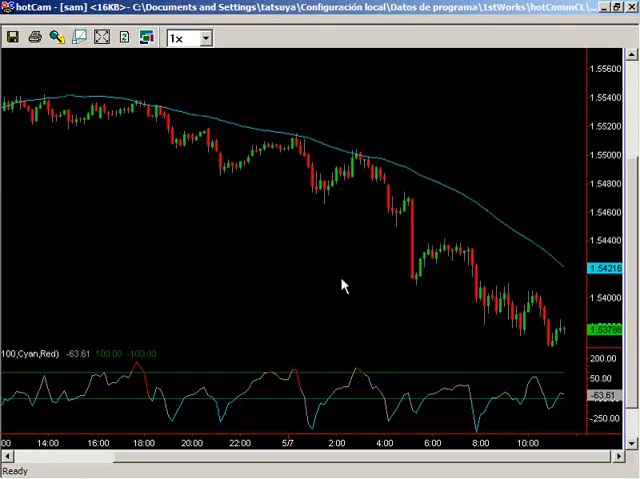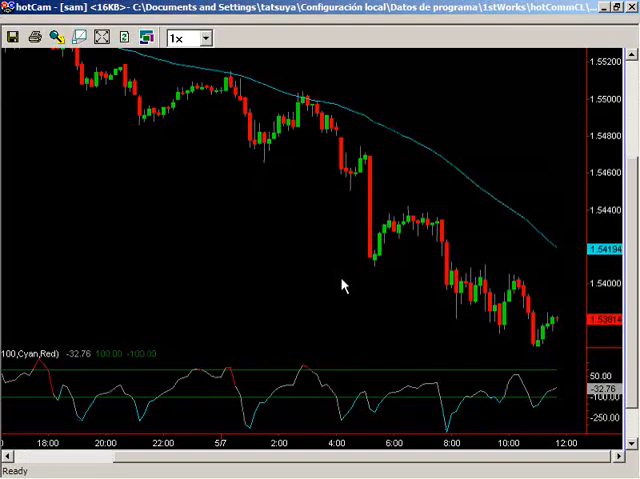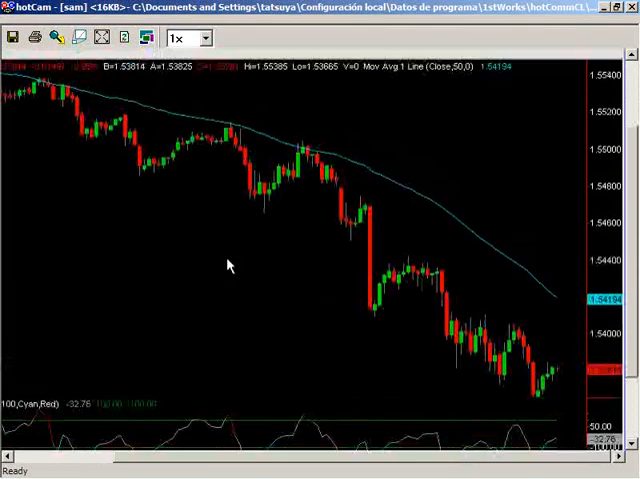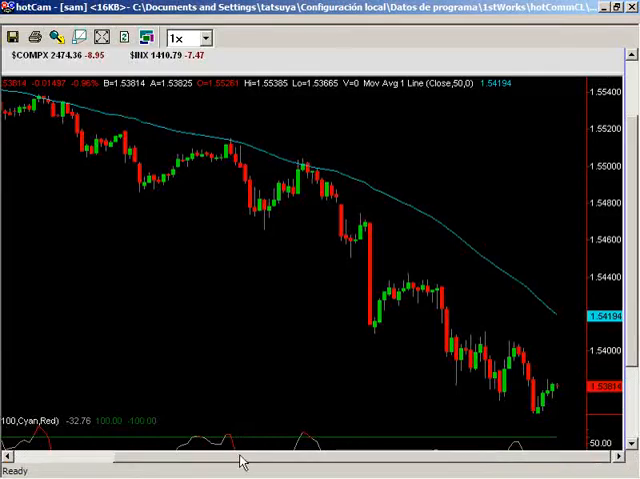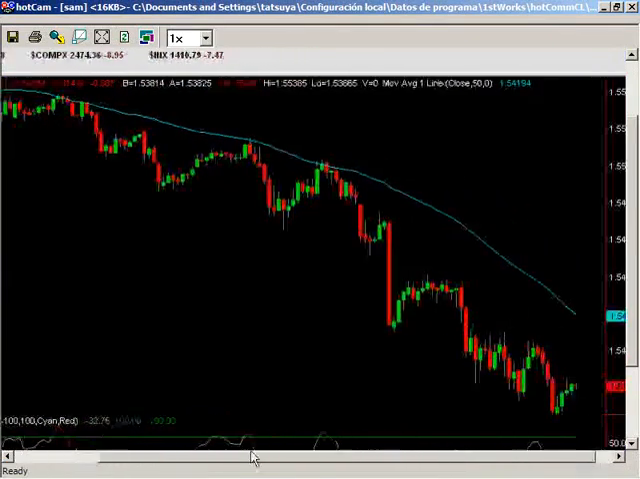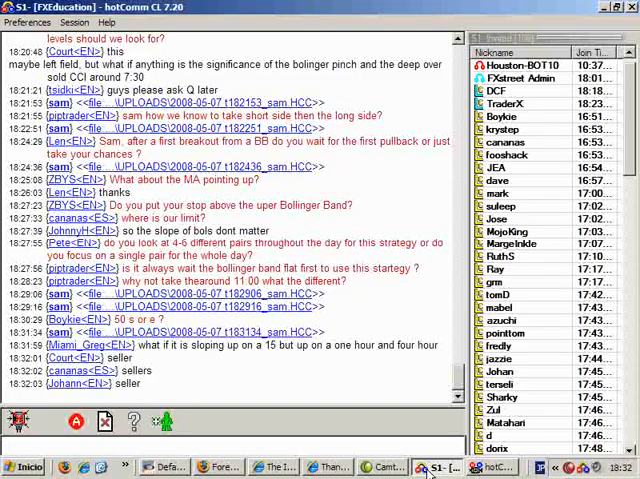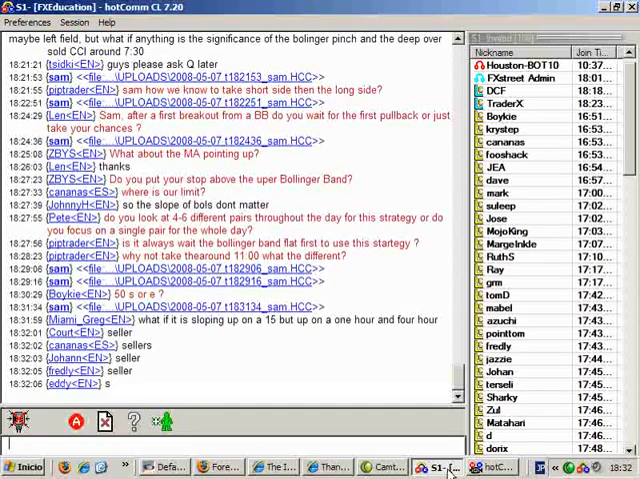So the next thing we want to do, let's say that we see, like in this picture right here, we're looking at the euro against the dollar on a small time frame. Let's say that we see that the moving average is clearly sloping down. Once we see that, what do we want to do? Do we want to be a buyer or a seller? If the moving average is clearly sloping down, yeah, we probably want to be a seller.